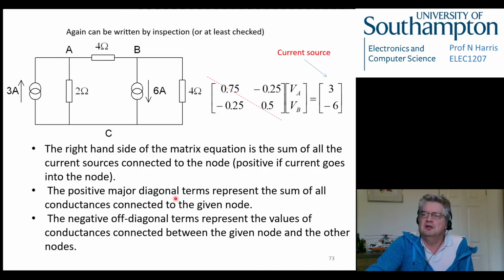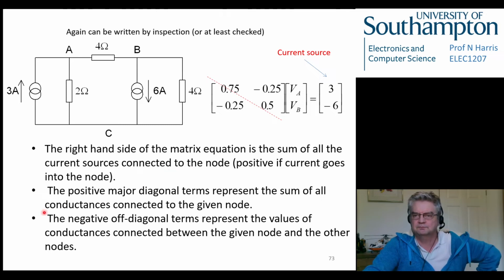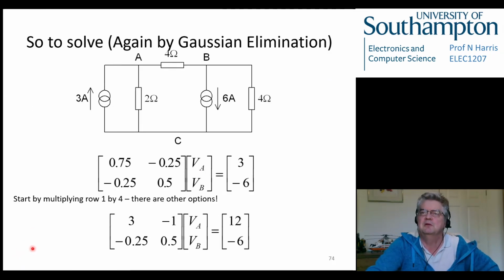The positive major diagonal terms represent the sum of all conductances connected to a given node. So conductances, remember, not resistances. So this one is 0.25 and this one is 0.5, so we end up with 0.75, and that's that there. Likewise, we've got 0.25 there and 0.25 there. That adds to give us 5, and this is the one that's associated with both of these nodes, so that will be the one that goes in the diagonal. Okay, it's just to help you a little bit.